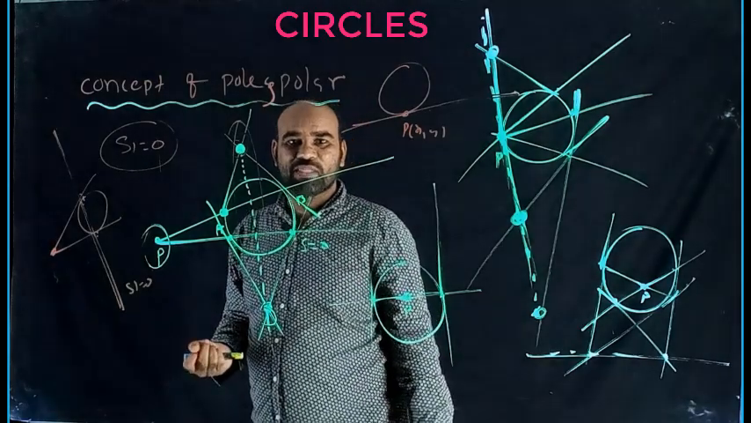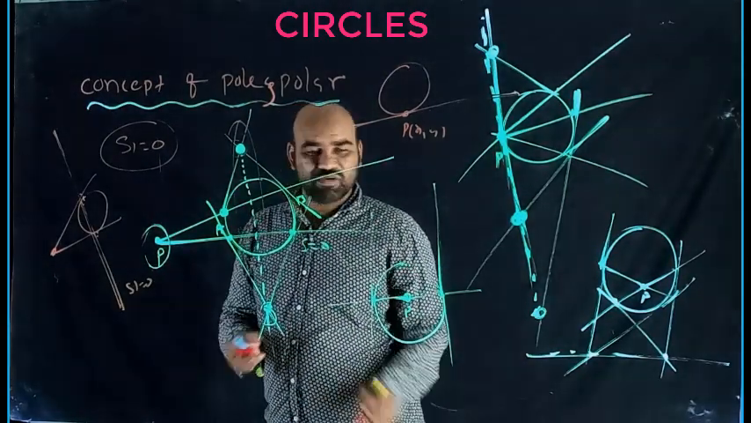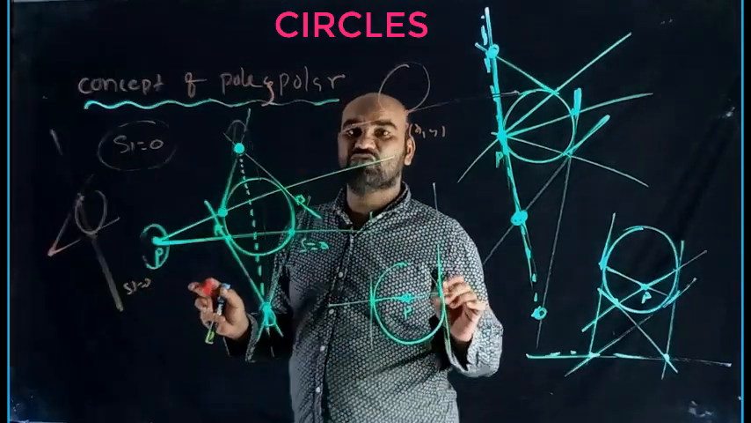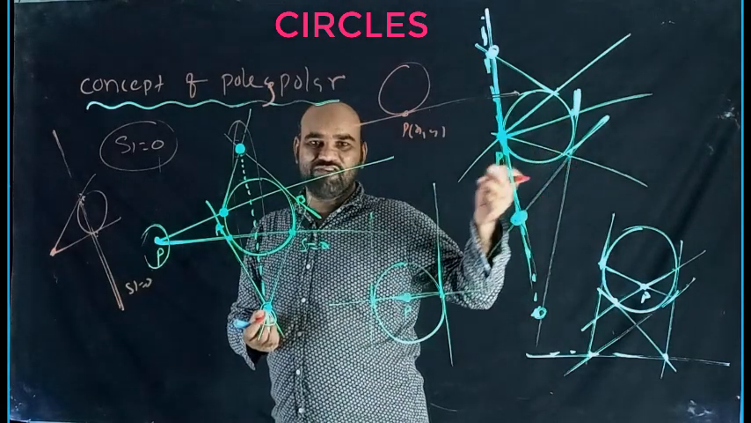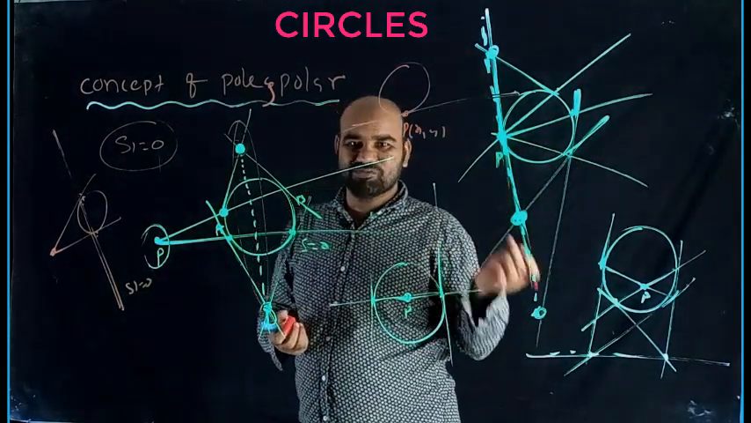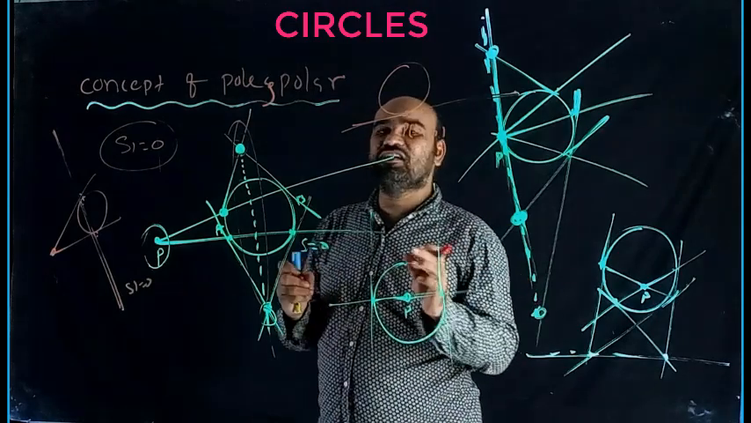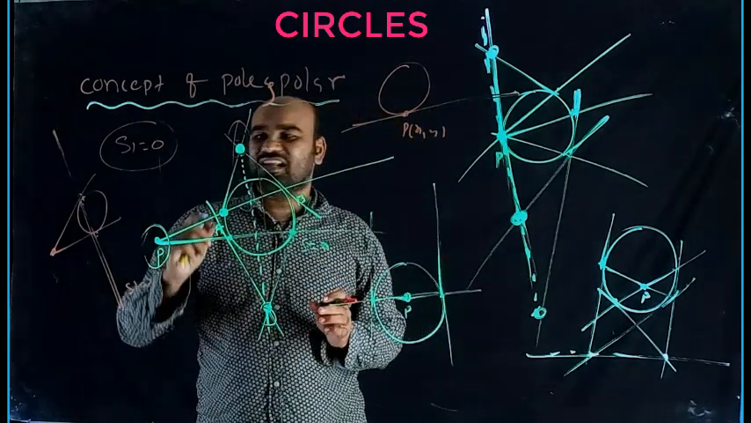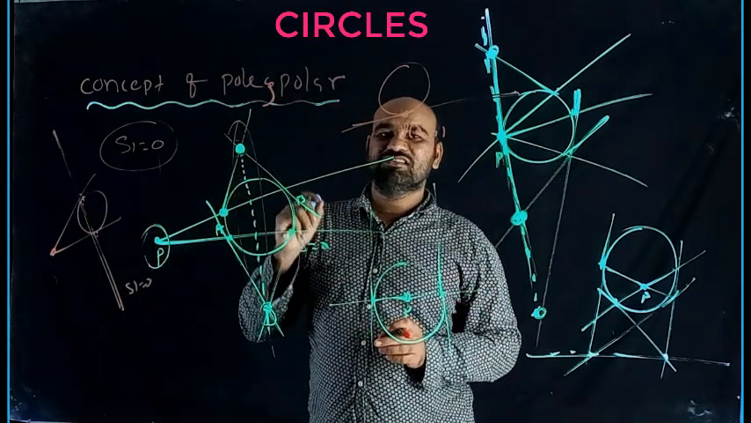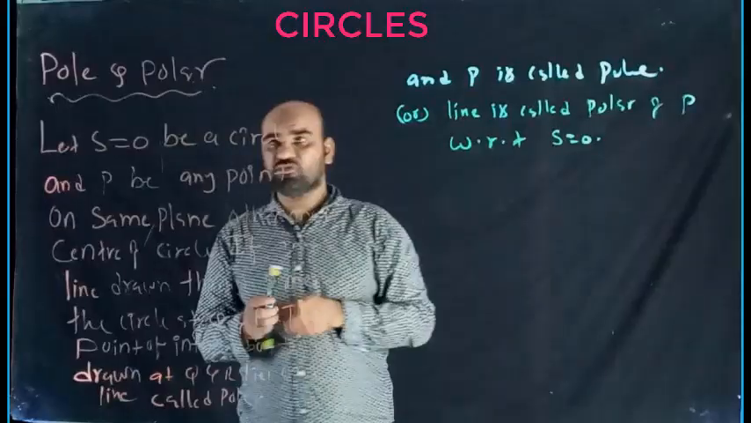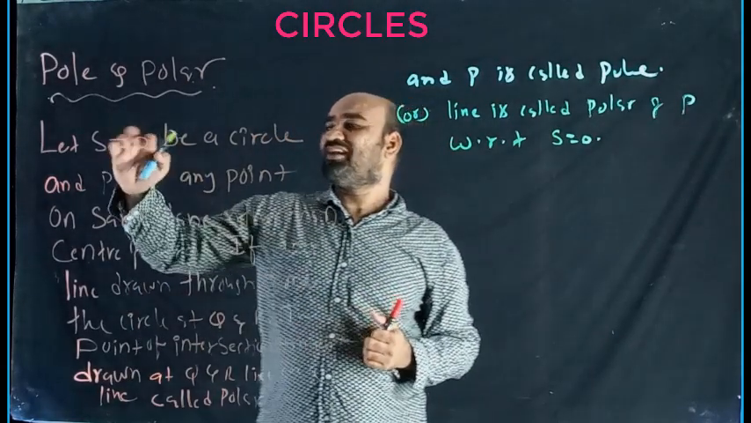S1 is xx1 plus yy1 plus g times (x plus x1) plus f times (y plus y1) plus c equal to 0. But don't confuse. Just like dy by dx is used in several ways, dy by dx is a rate measure, dy by dx in approximations, like that, S1 equal to 0 is acting sometimes just like a tangent, sometimes just like a chord of contact, sometimes just like a polar.